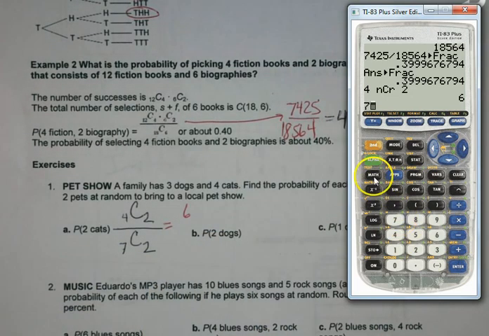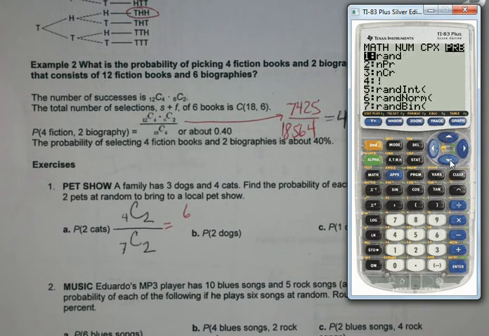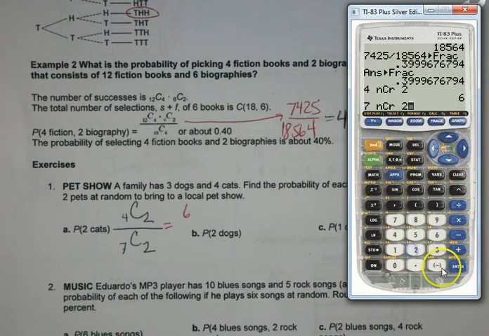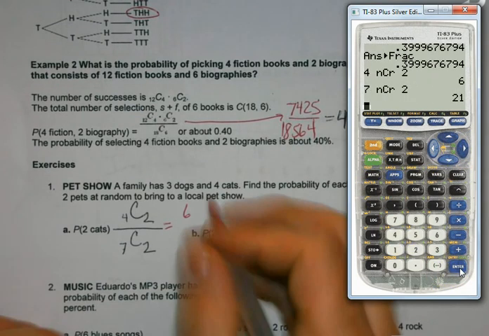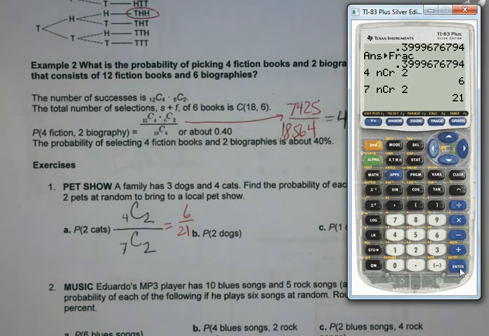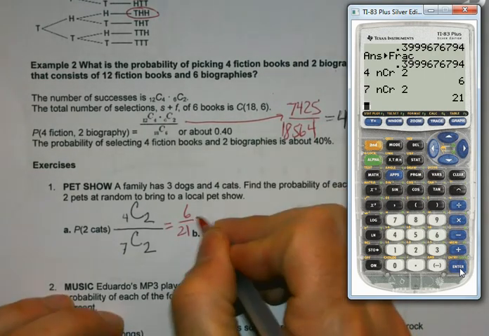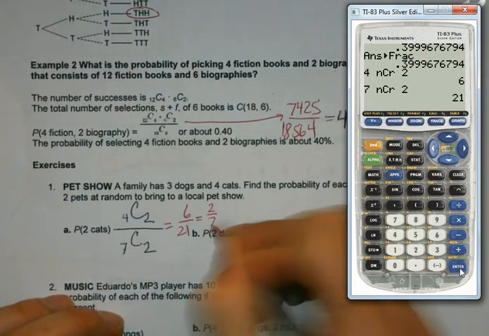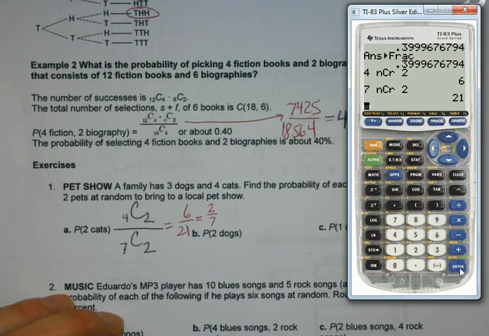And then for the denominator, I have 7. I'm going to pick 2. Now again, at this point, I don't care if you just did simplifying the fraction. So you'd end up with 2 over 7. I'm fine with that.